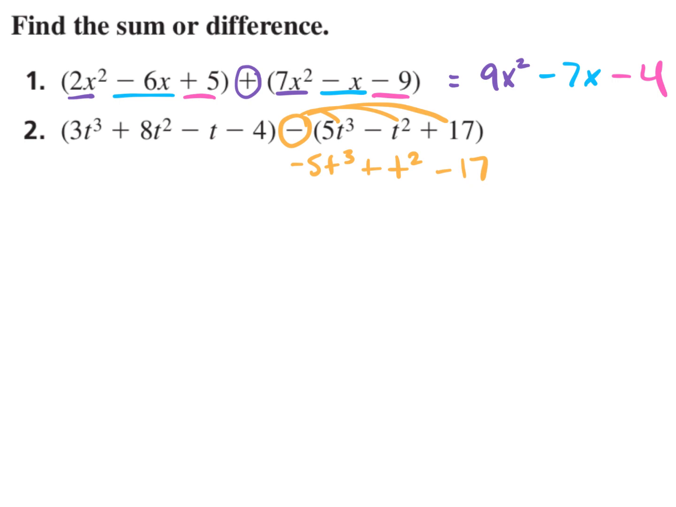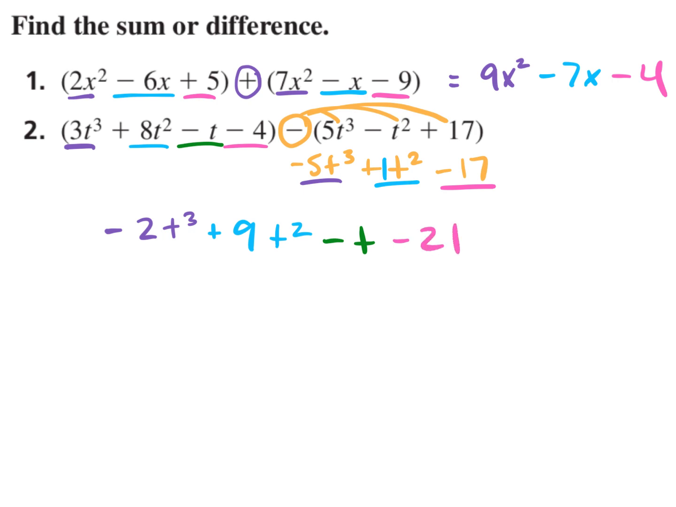So now let's combine our like terms. 3t cubed minus 5t cubed would be what? Negative 2t cubed. 8t squared plus t squared. Awesome. It'd be like 8 plus 1, so that would be 9t squared. Do I have any like terms with the t? Nope, so it'd just be minus t. And then negative 4 minus 17, negative 21. Awesome.